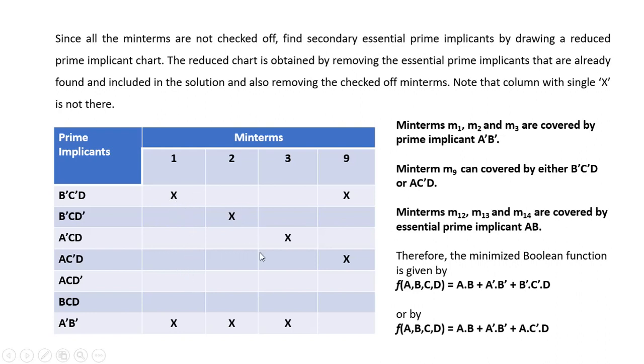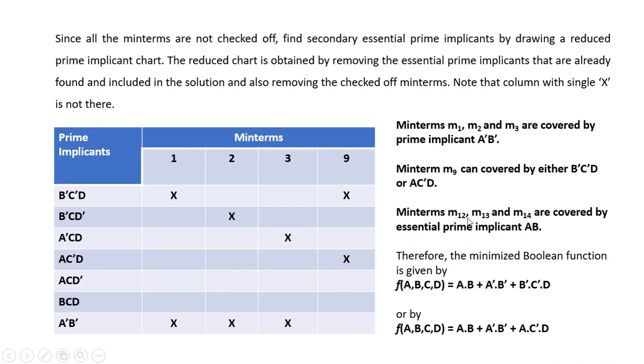Now we will see that this A bar B bar can cover most of the remaining minterms. That means this A bar B bar can cover 1, 2 and 3. All three can be covered by A bar B bar, so this A bar B bar also we have to consider. For minterm 9, we can use either this prime implicant or this prime implicant. So minterms 1, 2 and 3 are covered by prime implicant A bar B bar. Minterm 9 can be covered by either B bar C bar D or A C bar D.